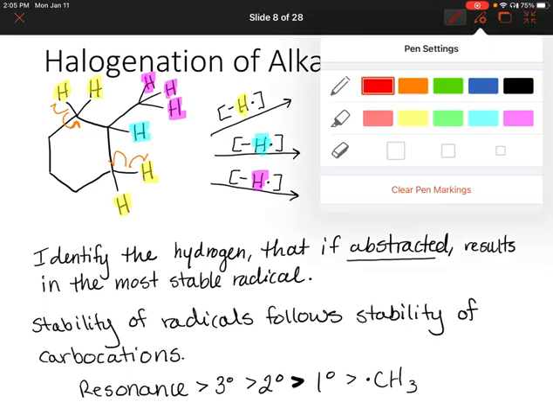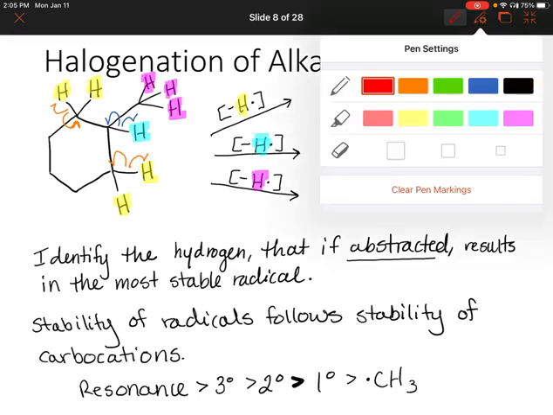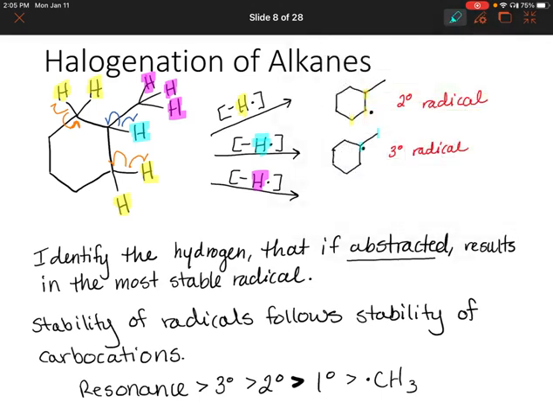Now, what if we remove the blue hydrogen? Or rather, abstract. We'll use our fancy term there. Okay, so that would leave an electron on the carbon that the blue hydrogen was bonded to. Now, what type of radical is that? A tertiary radical, because the carbon is bonded to 3 other carbons. And here I'll highlight those for you. So that carbon is bonded to 3 other carbons. So that's a tertiary radical.